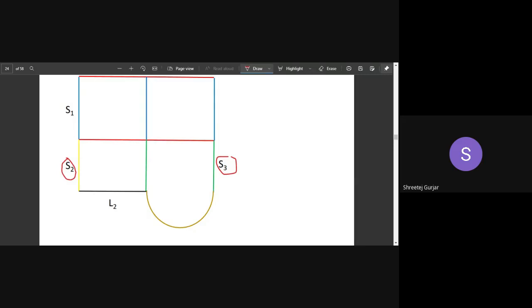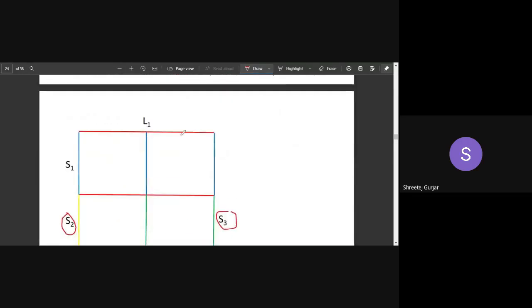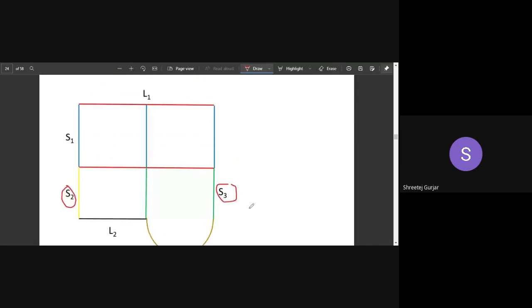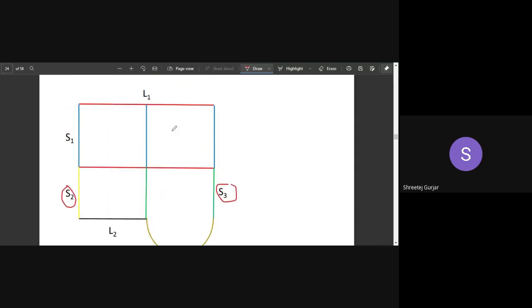Moving on to the next thing, all of these are done, right? So we have calculated the center to center length of all our walls. We have not left out any of the walls. This is what I've mentioned here: L1, L2, S1, S2, S3 with their length and their number. And this is the color in which they have been represented over here, so that you have a clear idea of how our long walls and short walls are divided, and how we can differentiate between them.